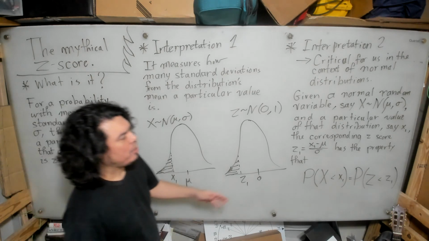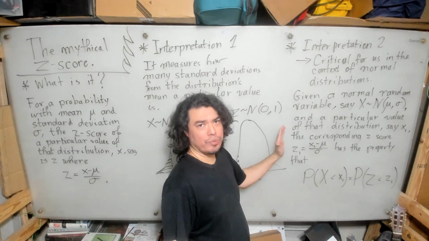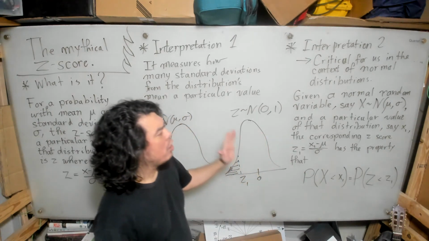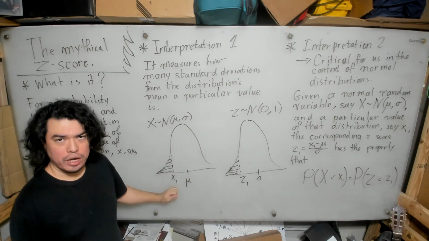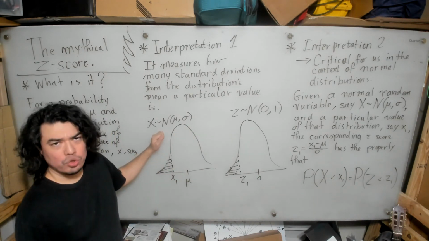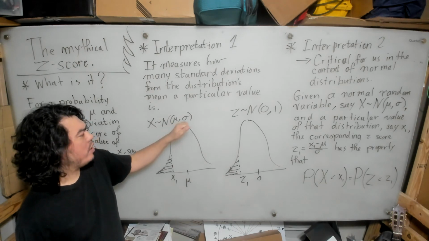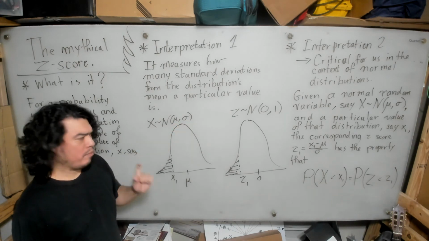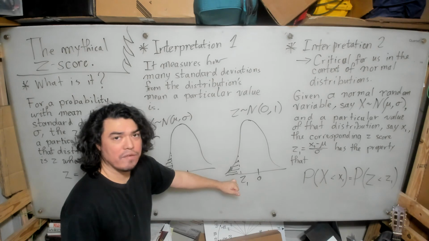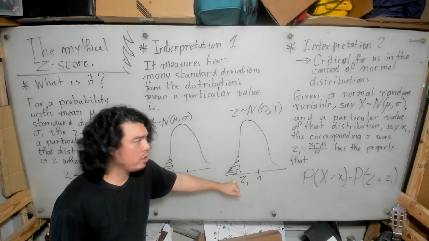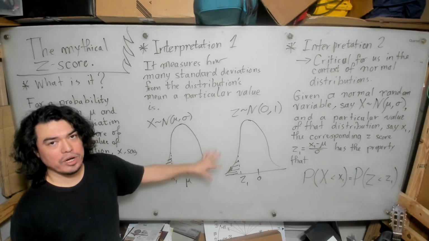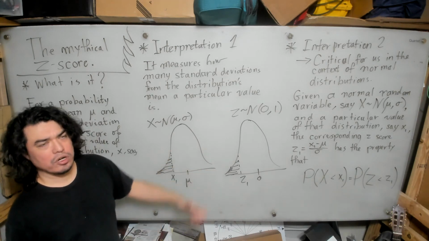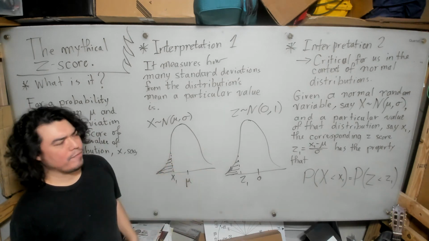And finally, for us, and most importantly, the interpretation number 2, where the area to the left of x1 in any particular normal distribution with mean mu and sigma will be the same as the area to the left of the corresponding z-score z1 in the standard normal. This is the critical property we're going to exploit when we're solving our normal random variable problems using the z-score.